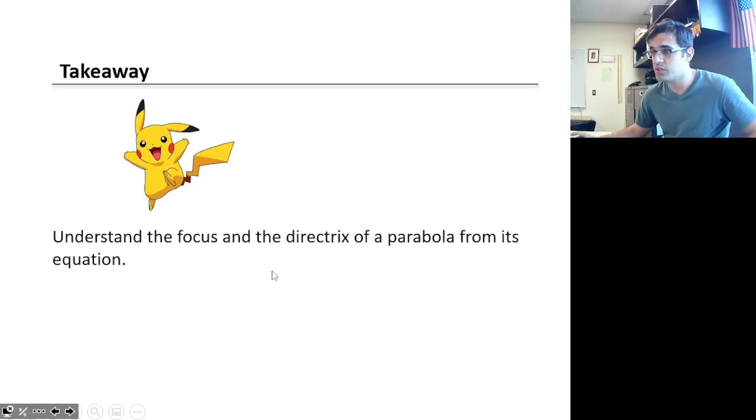So there you go. Two new key features of parabolas: the focus, or foci in the plural, and the directrix. And that's how we find them from their equations.